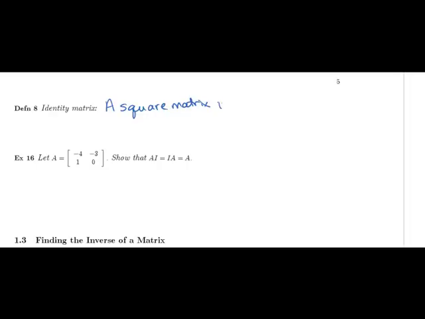in which the principal diagonal is all ones. So there's that one part coming in. And all other elements are 0.